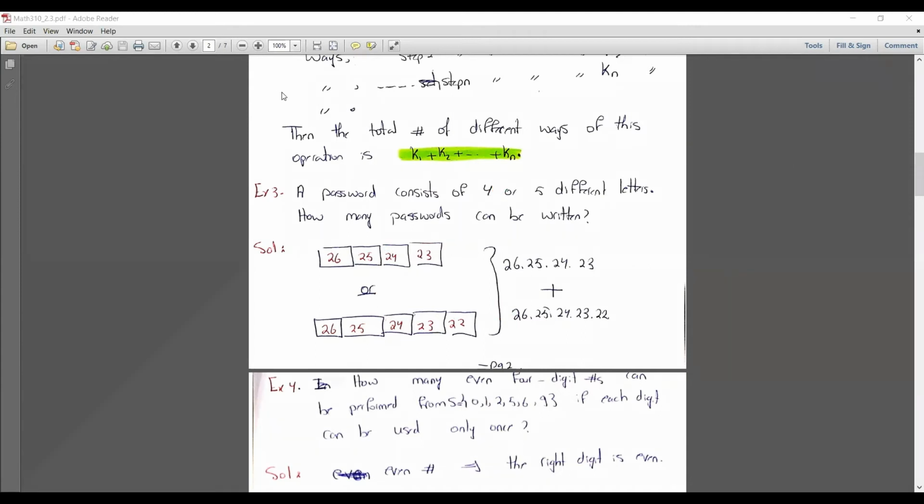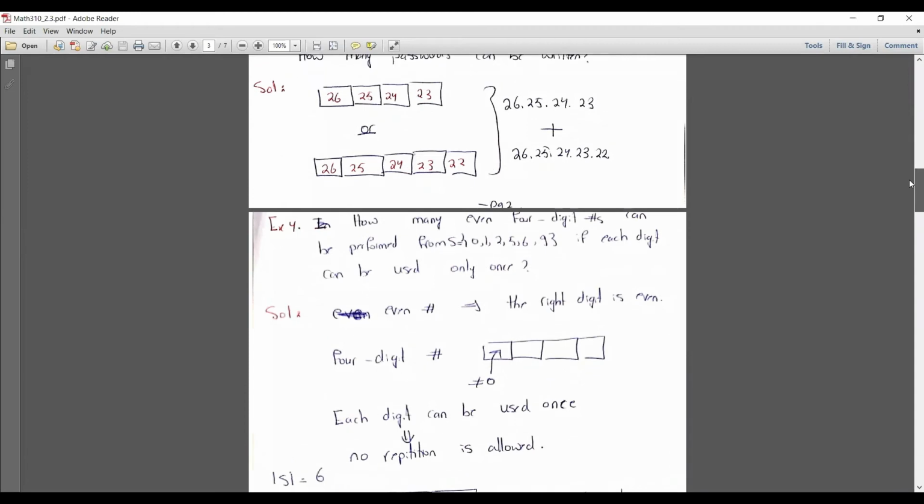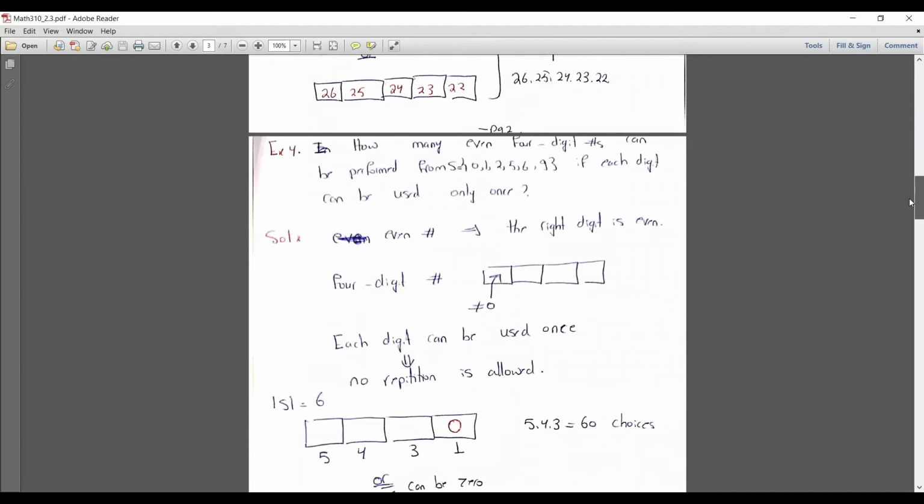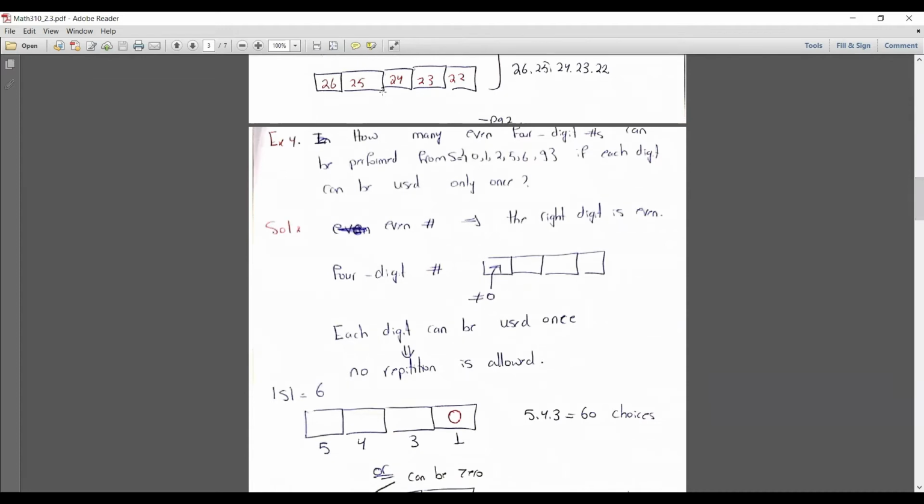Okay, guys, let's move now to exercise number 4. We are saying how many even 4-digit numbers can be formed from the set S equal 0, 1, 2, 5, 6, 9 if each digit can be used only once, okay? So let's highlight. Whenever we have a question about counting techniques or probability, we have to highlight. So our set contains how many elements? 1, 2, 3, 4, 5, 6.